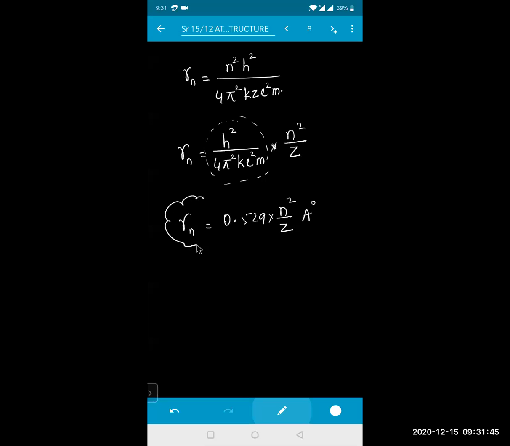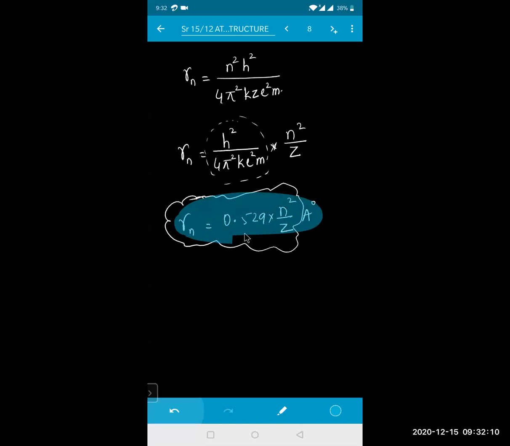So this is the radius of the nth orbit formula. This is a direct shortcut formula you need to remember. The radius of the nth orbit is calculated by the formula Rn is equal to 0.529 into n square divided by Z, in angstrom. So this is a very important relation you need to remember for your competitive examination. Okay.